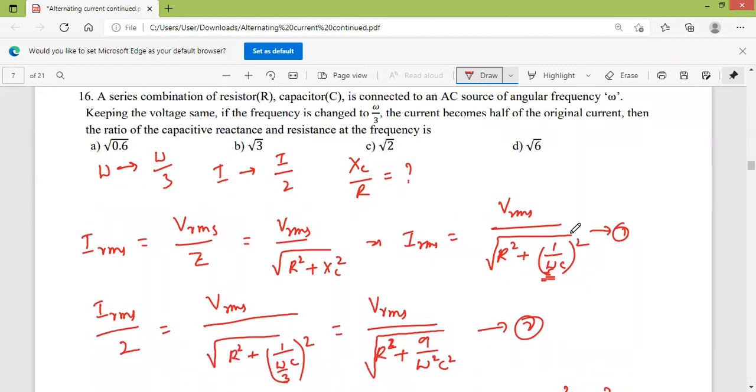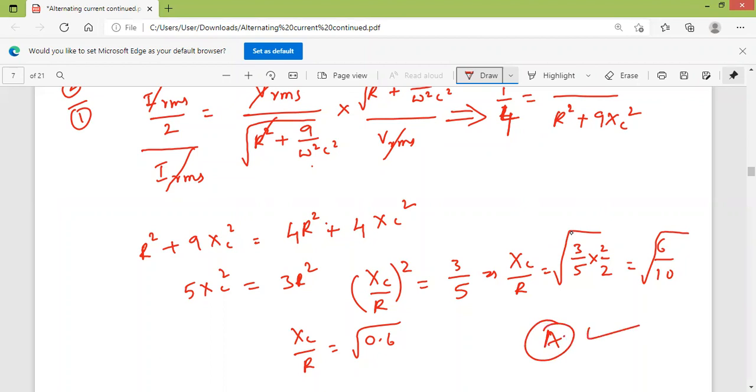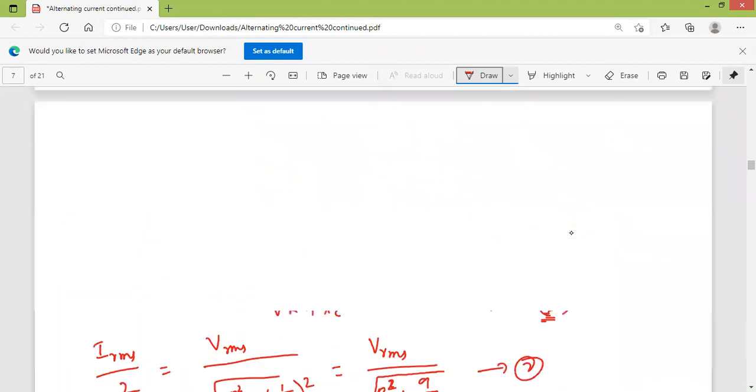But there is no square root value in the options. Do one thing: inside, 3 by 5, multiply by 2 and divide by 2. We get 6 by 10, square root of 6 by 10. Then XC by R is equal to square root of 0.6. Option A is the correct answer.